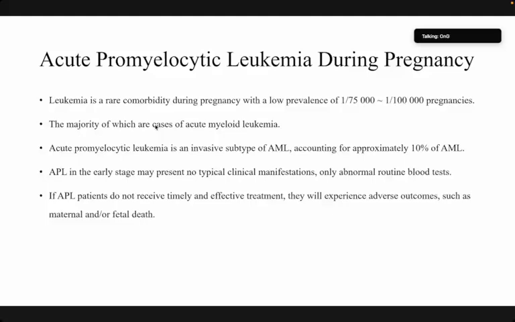So acute promyelocytic leukemia during pregnancy. Leukemia is a rare comorbidity during pregnancy with a low prevalence of 1 in 75,000 to 1 in 100,000 pregnancies, the majority of which are cases of acute myeloid leukemia. Acute promyelocytic leukemia is an invasive subtype of AML, accounting for approximately 10% of AML. APL in the early stage may present no typical clinical manifestations, only abnormal routine blood tests. If APL patients do not receive timely and effective treatment, they will experience adverse outcomes, such as maternal and or fetal death.